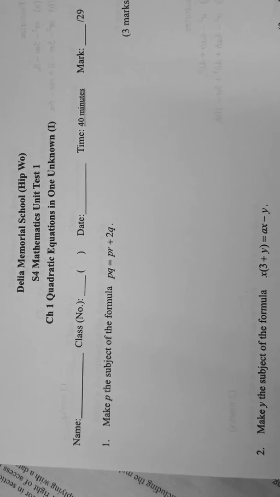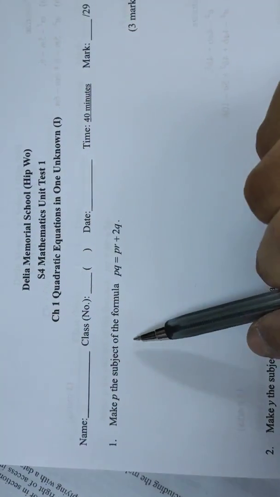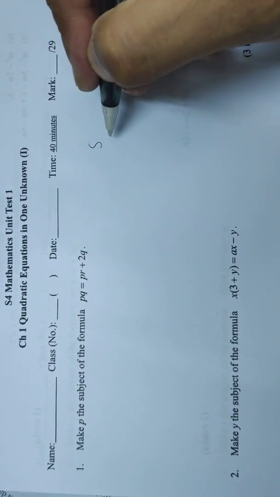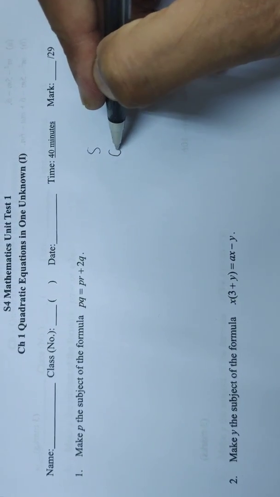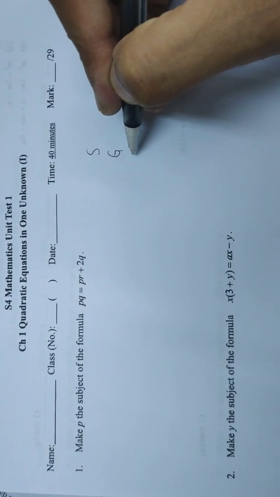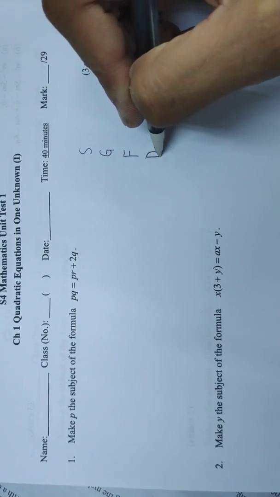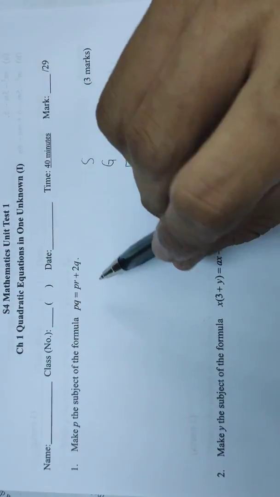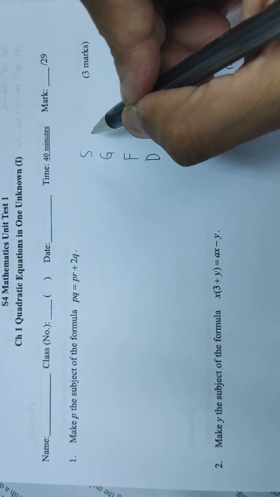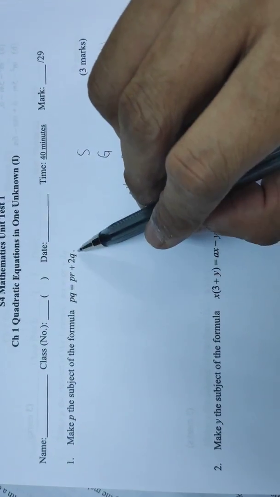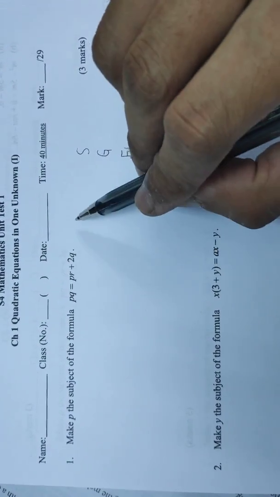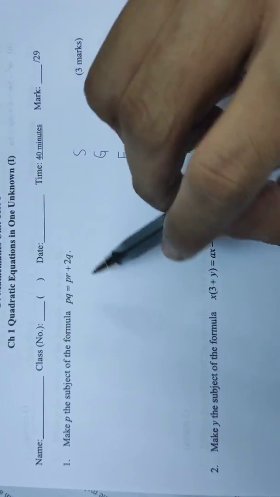Alright, so when you are handling change of subject questions, what we have to make sure is that we follow the 4 steps. The simplifying step, and then after that we have the grouping step, and then we have the factorization step, and finally we have the division step. So what does simplify mean?